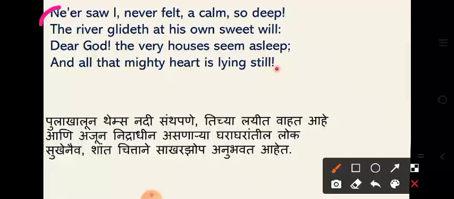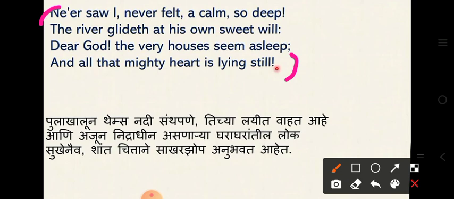Never saw I, never felt a calm so deep. The river glideth at his own sweet will. Dear God, the very houses seem asleep, and all that mighty heart is lying still. So what about the meaning of all of these four lines which are there?